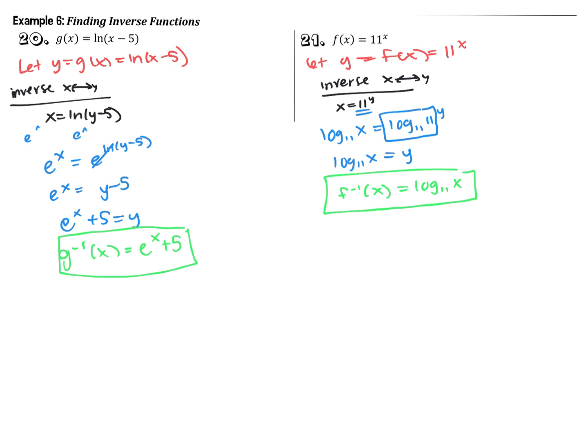So there's a lot of new stuff in this section, and it's a lot to digest. The idea of what a log is, going back and forth between the different forms, figuring out where the buttons are in your calculator, and then using those inverse properties to not only simplify like we did on 18 and 19, but also to find the inverse of an exponential or a logarithmic function.